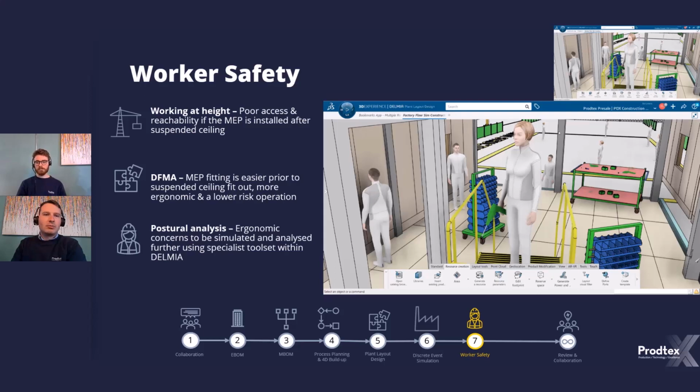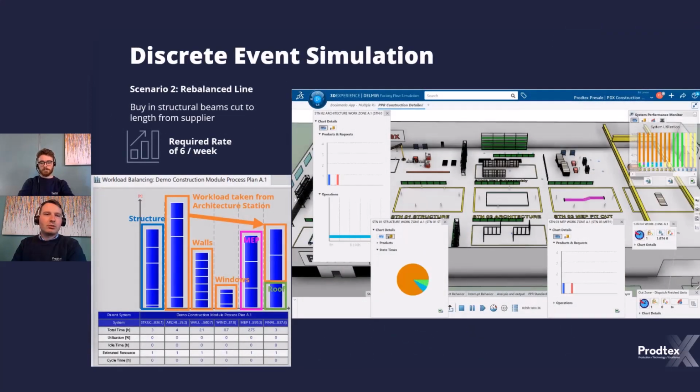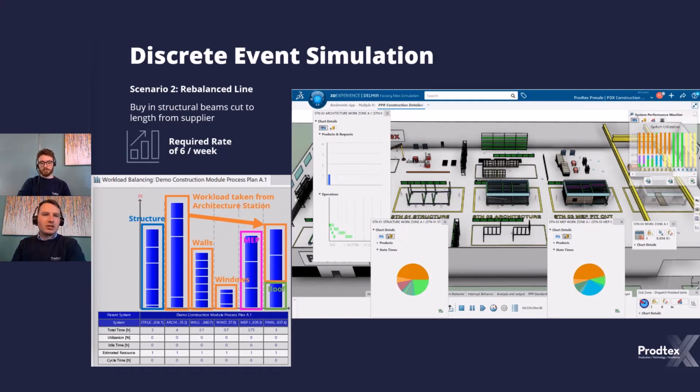We're going to simulate how this will be installed on site on the construction, and we can then hone back down and look at details within our factory, including using the ergonomic toolset, which is a specialist toolset within Delmia. Following those improvements, we've also taken out the suspended ceiling and moved it onto the final station, like we can see here.